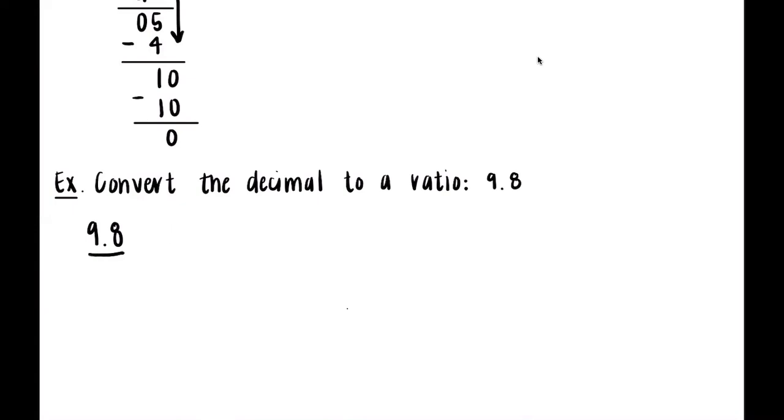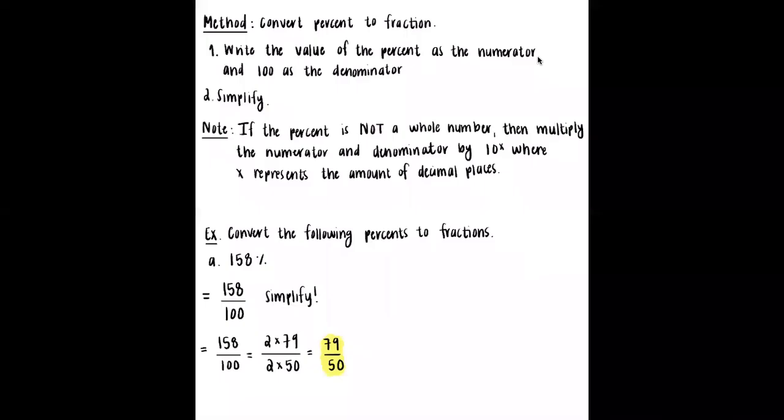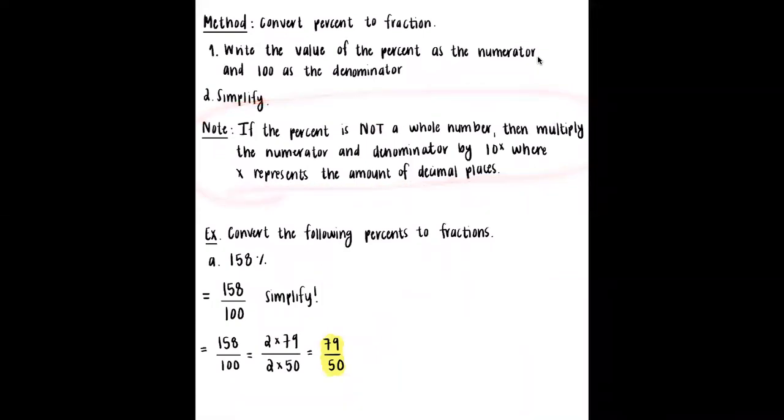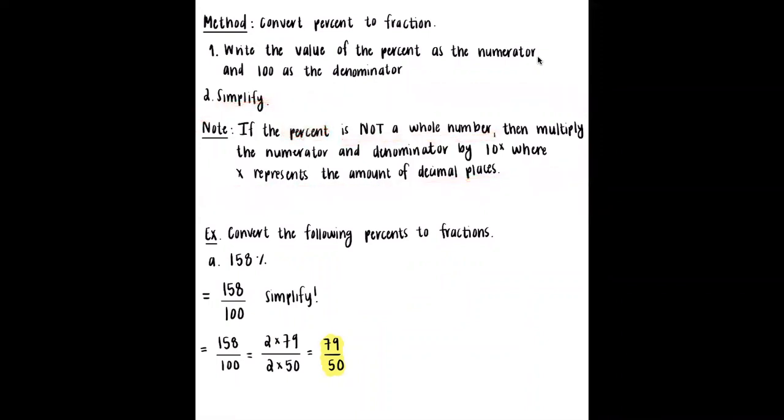So we have 9.8 over 1. That's the number we're looking at. And remember, we want to multiply then the numerator and the denominator. So go back to that note that we had. Oh, actually, I could just pull it up. So remember, if the percent is not a whole number, in this case, don't worry about percent, we're looking at just fraction, is not a whole number, then multiply the numerator and denominator by a power of 10.